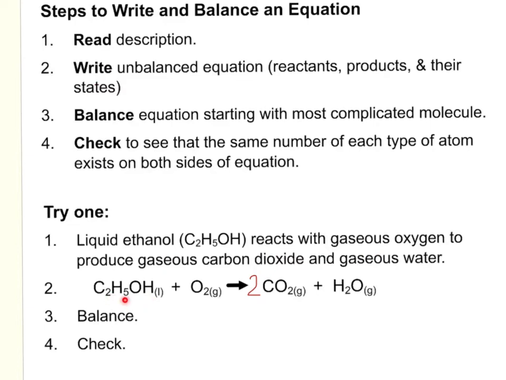So here we have 5 plus 1. That's 6 on the left side of the arrow. We only have 2 here. We're clearly going to need to add a coefficient. So if we add that coefficient there, that gives us 6 on this side.